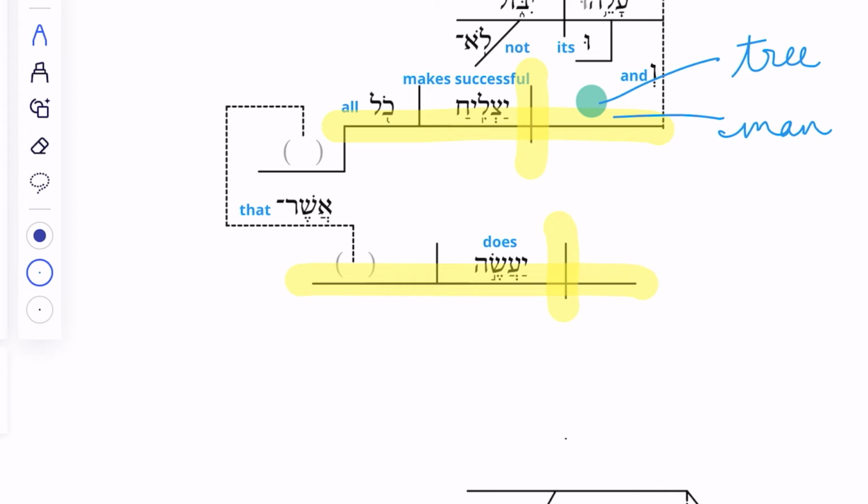There is a third option. The Lord, introduced in verse 2 with his instruction, could be the implied subject, such that it's the Lord makes successful all that he, as in the man or tree, does. Noting ambiguities like this here provide more opportunities for poetic devices such as multiple meanings.